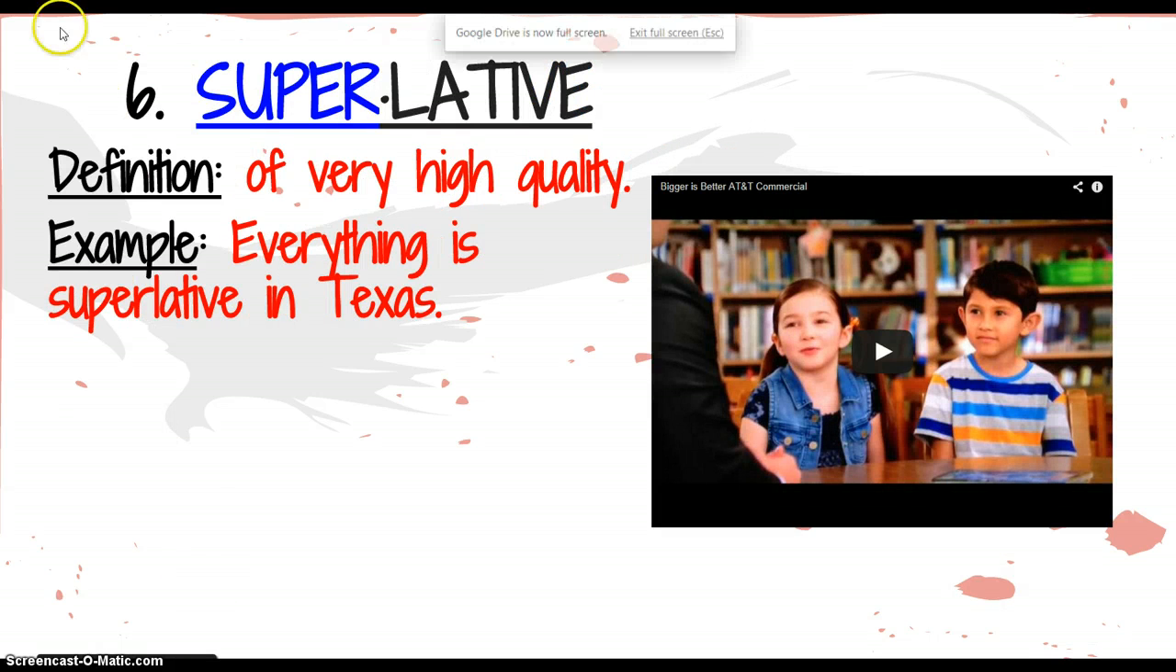The next word is superlative. Just like you've done with the first 5 words, you're going to separate the prefix from the base word. You're going to write the word and you're going to draw a line right here. Superlative. Definition: of very high quality. Example: everything is superlative in Texas. It's just another way of saying everything is bigger in Texas.